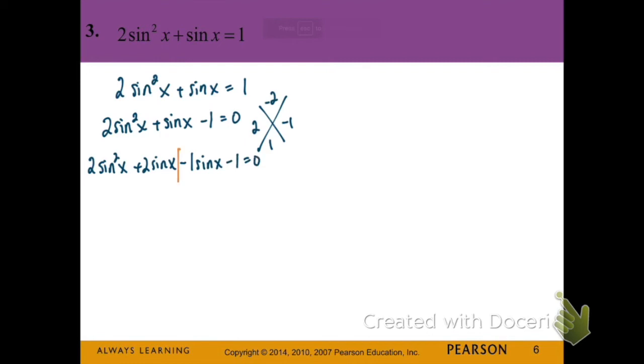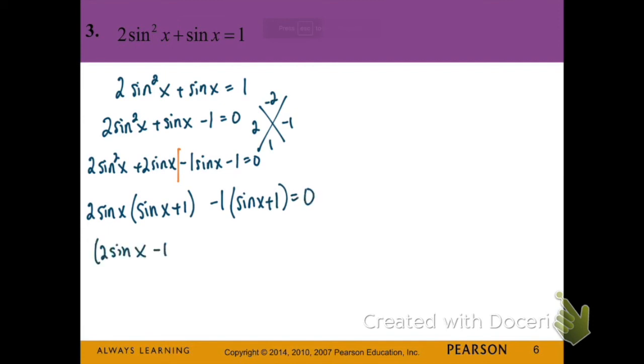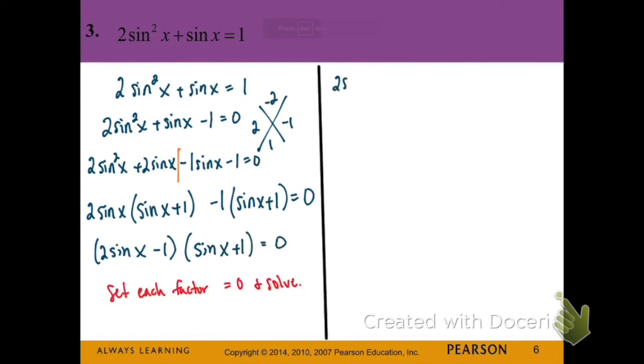Now I'm going to factor by grouping, so I've drawn my line in the middle. I'm going to pull a GCF out of the first 2 and a GCF out of the second 2. Then I'm going to rewrite it: 2 sine of x minus 1 times sine of x plus 1. My next step when factoring is going to be to set each of these factors equal to 0 and solve them.